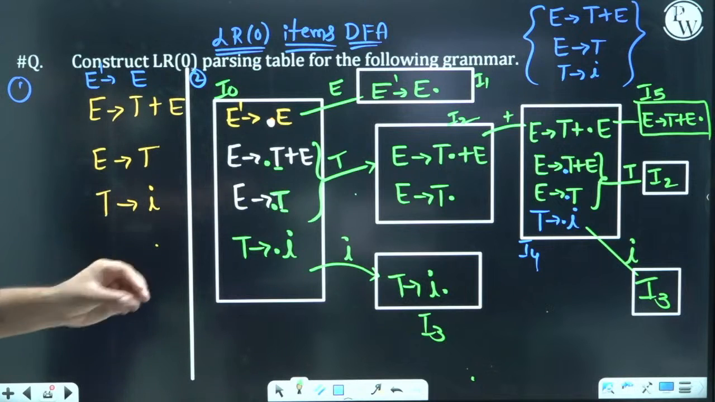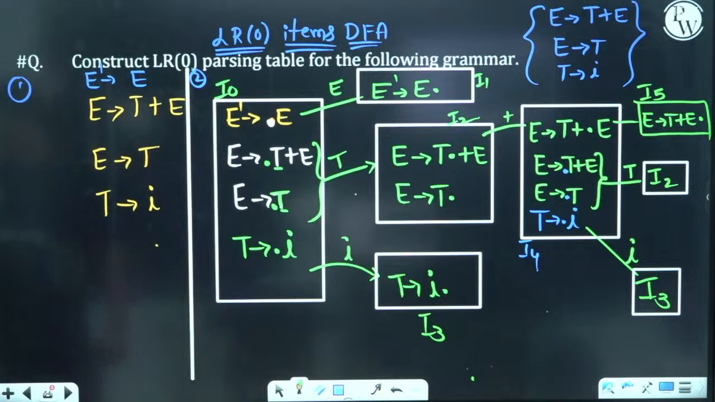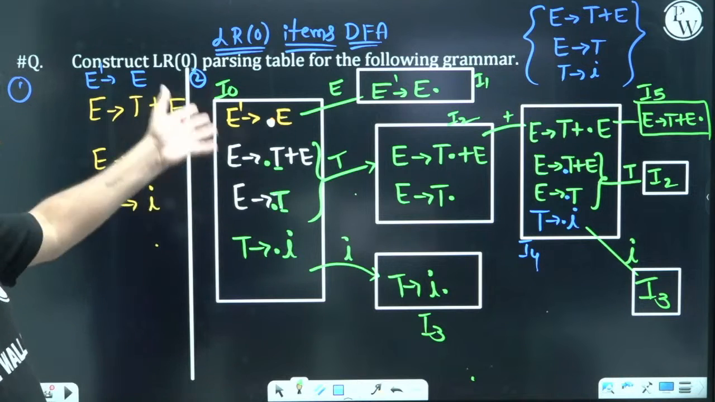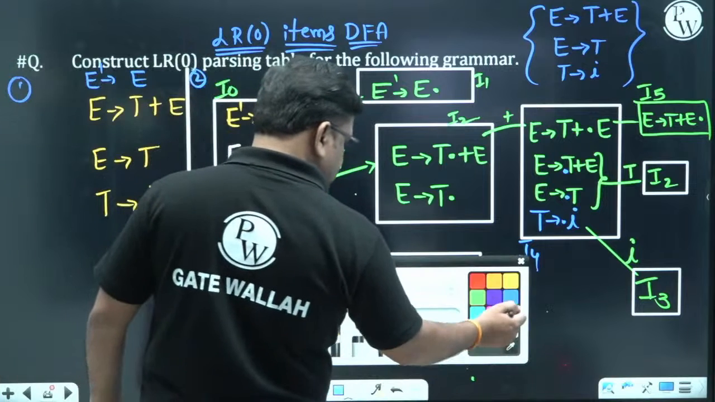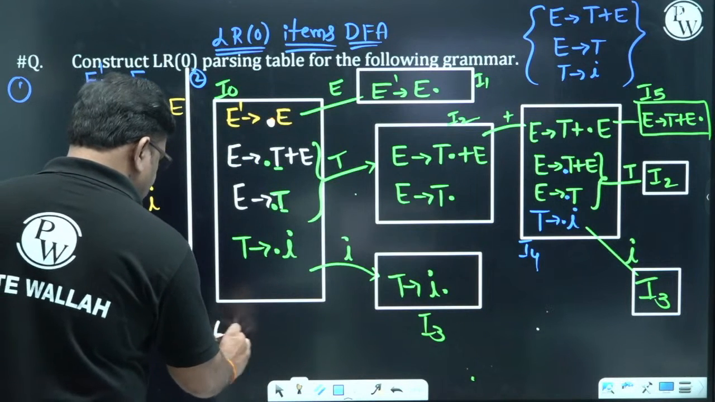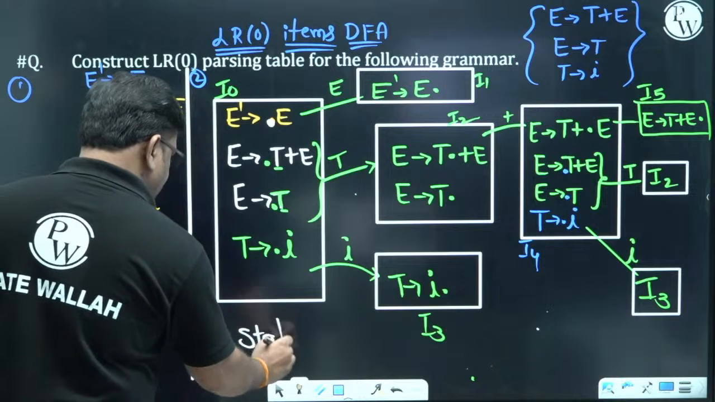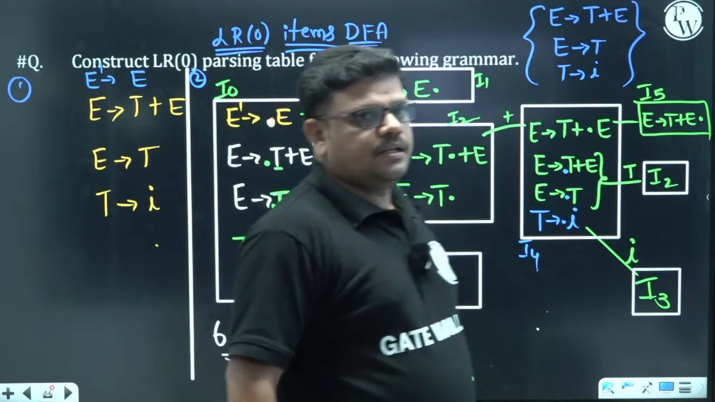This is the perfect LR0 items DFA for this. How many states resulted for this? Any idea? How many states did it result in? So the number of states is very important. The total states, 6 states. I0 to I5, 6 states. Total 6 states.